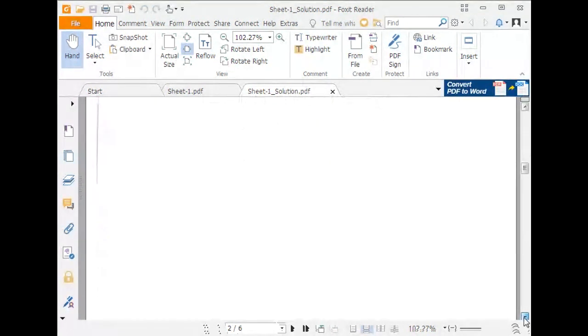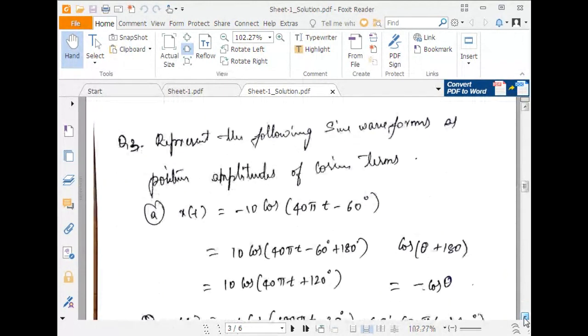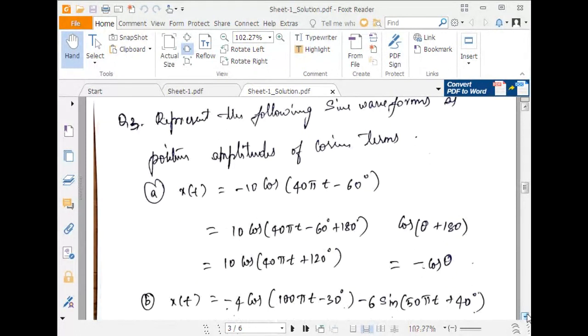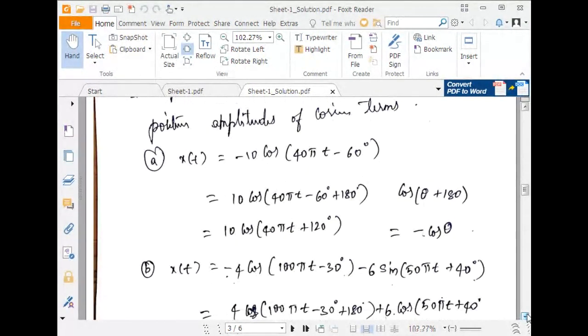Okay. Going to the third question: represent the following sine waveforms as positive amplitudes of cosine terms. What does this mean? The question has a negative of cos, so make it positive of cos. If it is sine, then make it cos as well as positive.